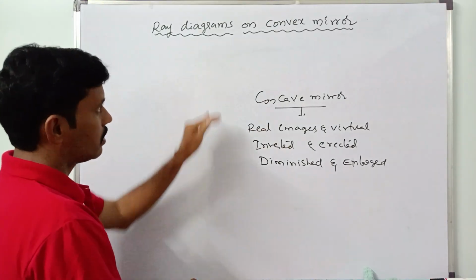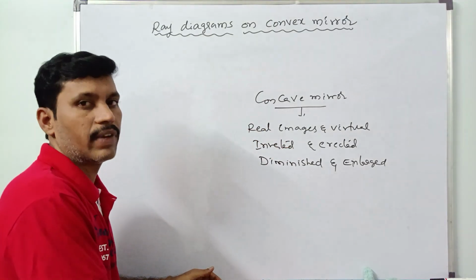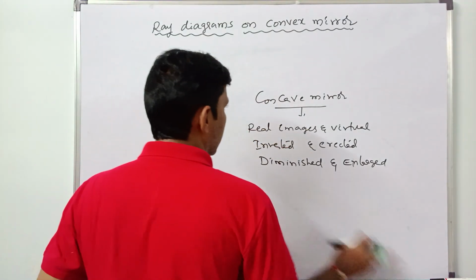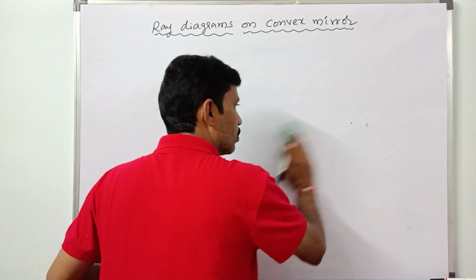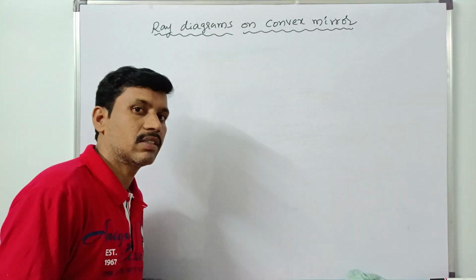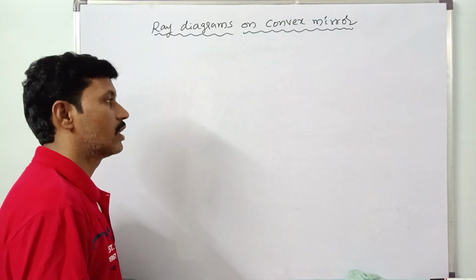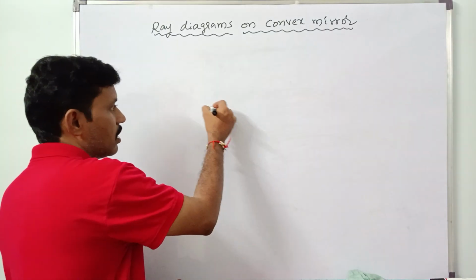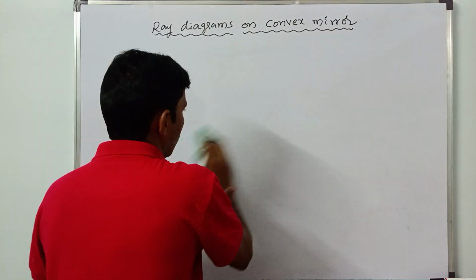Clear? Now let us discuss what characteristics are formed in case of the convex mirror. How the image is formed, that means the ray diagram. So let us draw the ray diagram and discuss the characteristics of the image formed by the convex mirror. Before going to that, what is the diagram of a convex mirror?